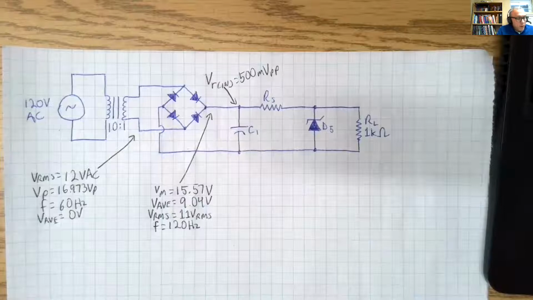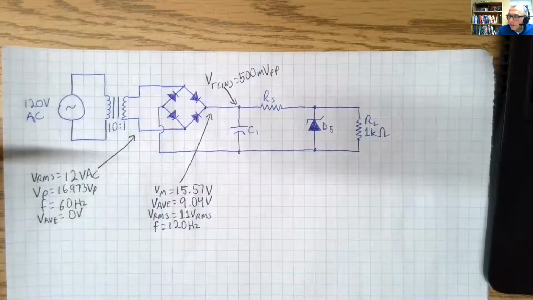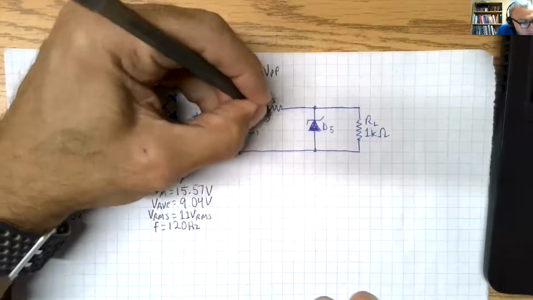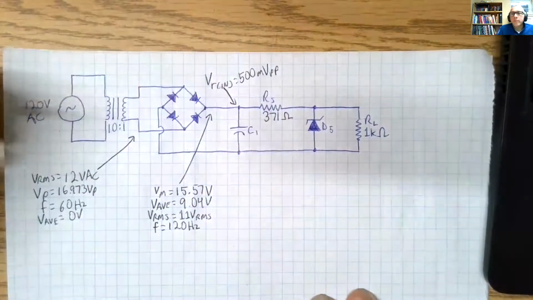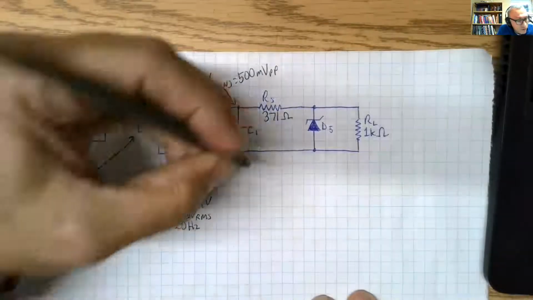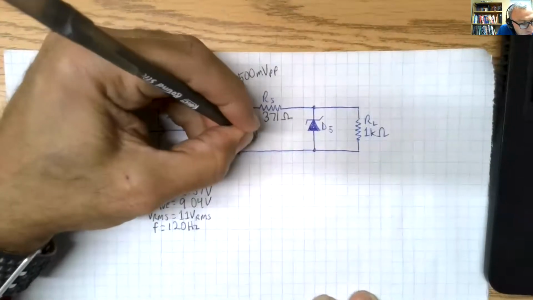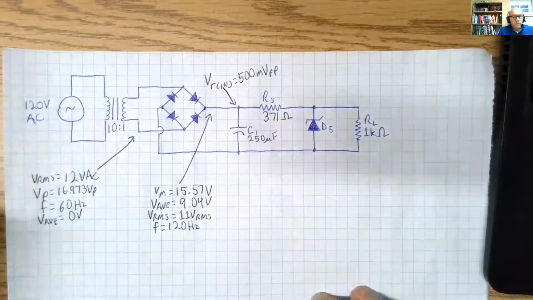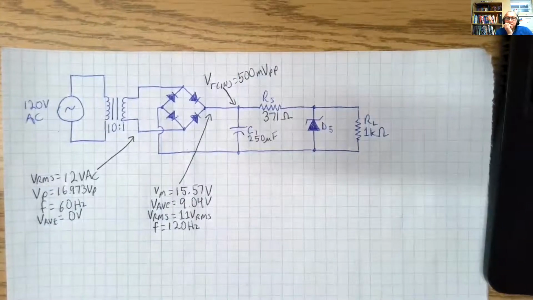Now, RS that we calculated was 371 ohms. Our capacitor that we calculated was 250 microfarads. So that's what we have there.